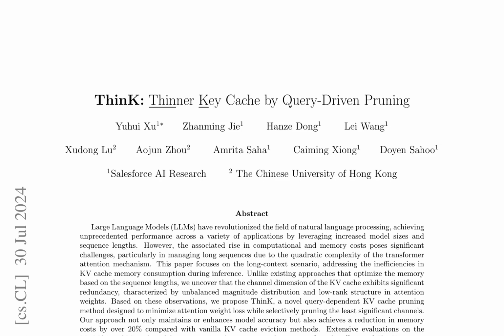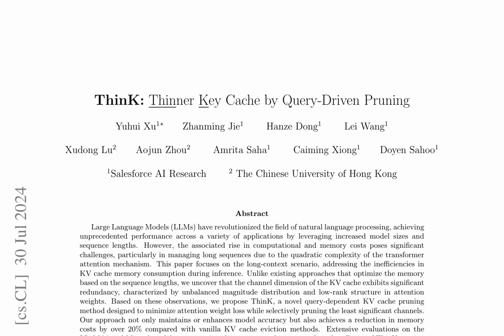The authors address the inefficiencies in KV cache memory consumption during inference, particularly in managing long sequences due to the quadratic complexity of the transformer attention mechanism. Unlike existing approaches that optimize the memory based on the sequence lengths, ThinK uncovers that the channel dimension of the KV cache exhibits significant redundancy, characterized by unbalanced magnitude distribution and low-rank structure in attention weights.